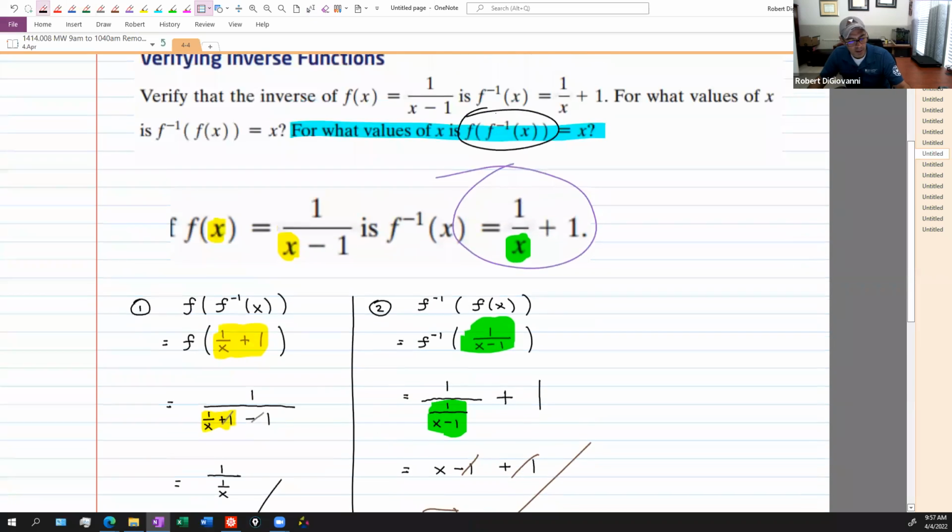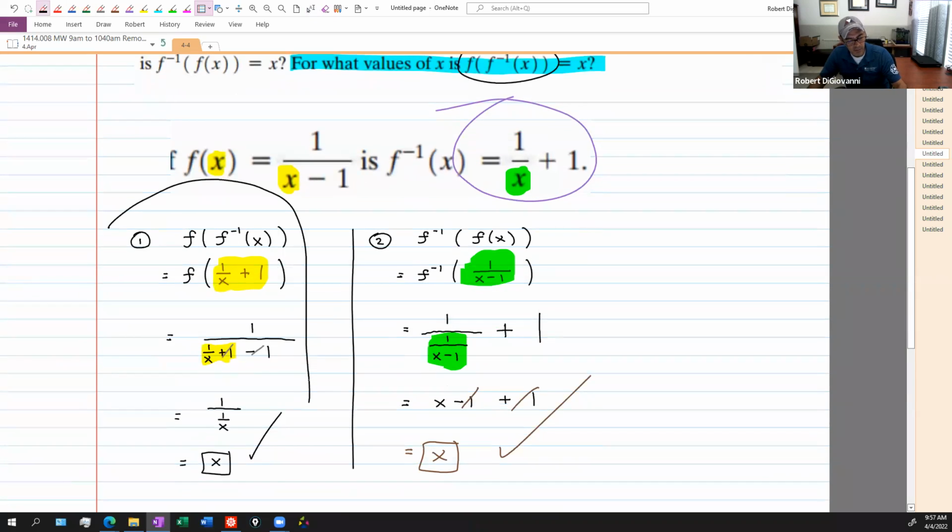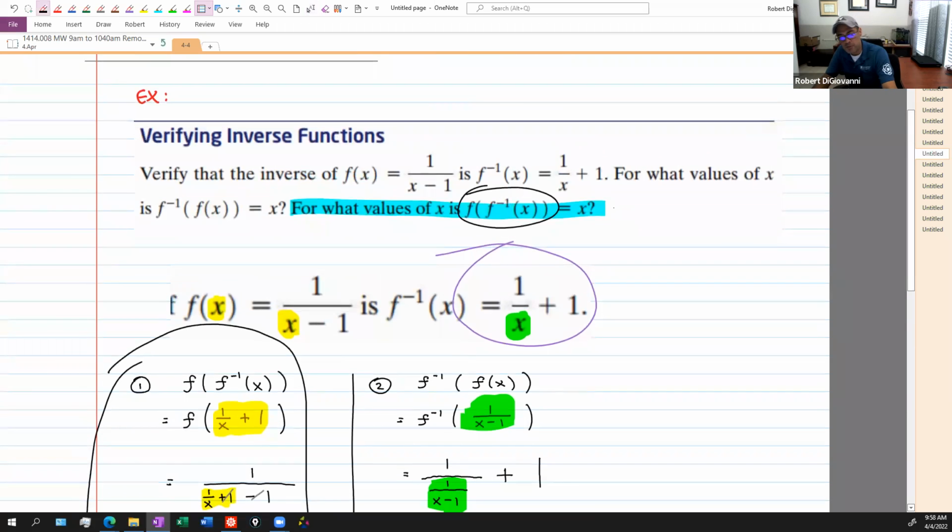That's this one we did here. That's this one we did here. The only x we couldn't plug in would be 0, right? If we try and plug in 0 to this, it's going to be undefined. So the answer to this one would be, you know, everything except x cannot be 0.